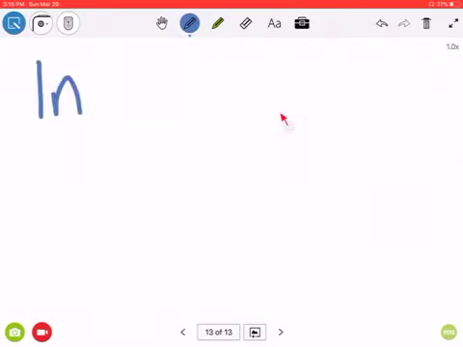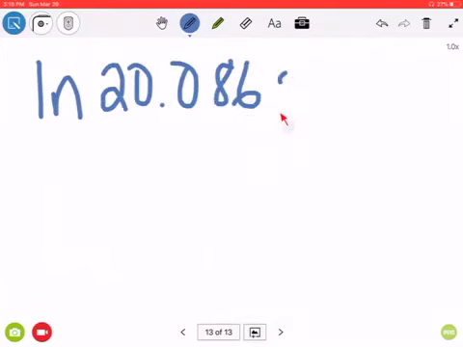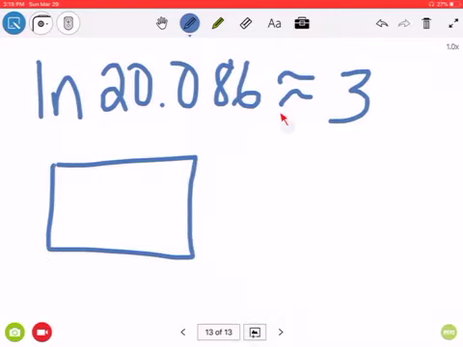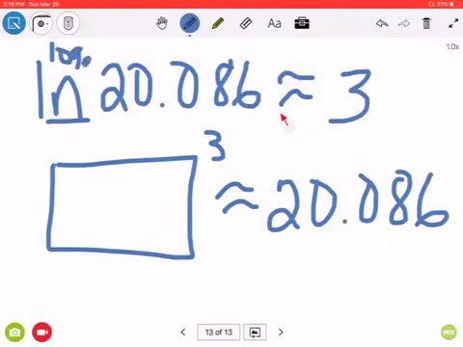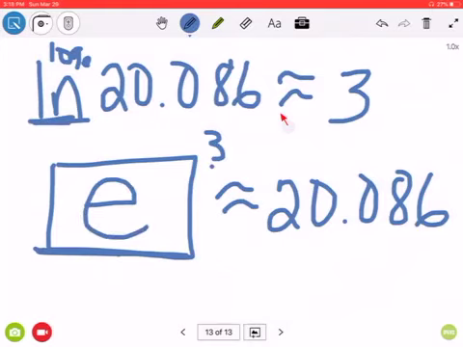Okay. Next one, natural log of 20.086 is approximately 3. So basically, you would have one that looks like this. Okay, so this means log base e. So what's missing here, you can tell, is the base. So if it's natural log, the base that has the exponent has to be an e.